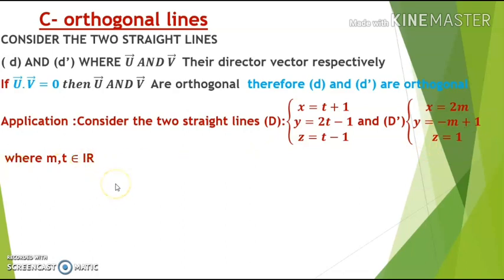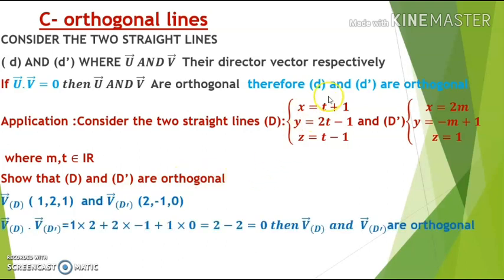Let's check the position of these two straight lines, or the question is to show that d and d prime are orthogonal. So let's find the director vector of d, (1, 2, 1), and the director vector of d prime, (2, minus 1, 0). The dot product of these two vectors equals 0, then vd and vd prime are orthogonal, therefore d and d prime are orthogonal.